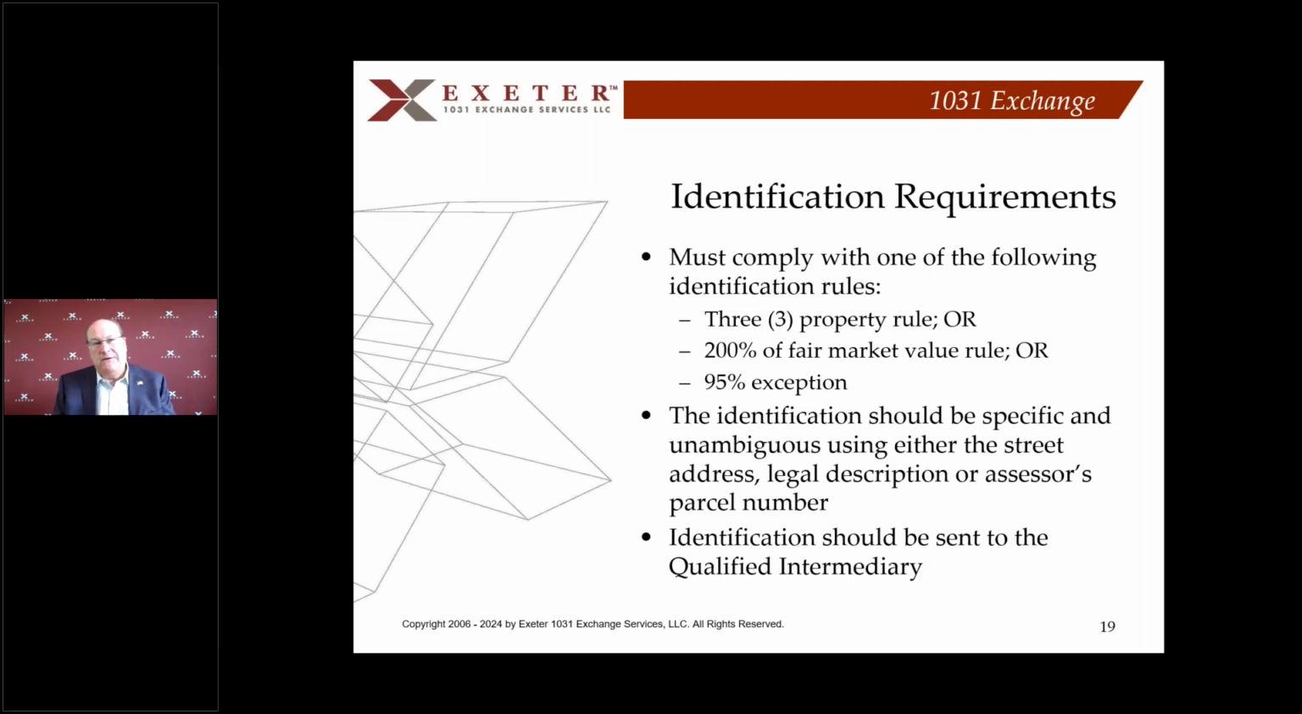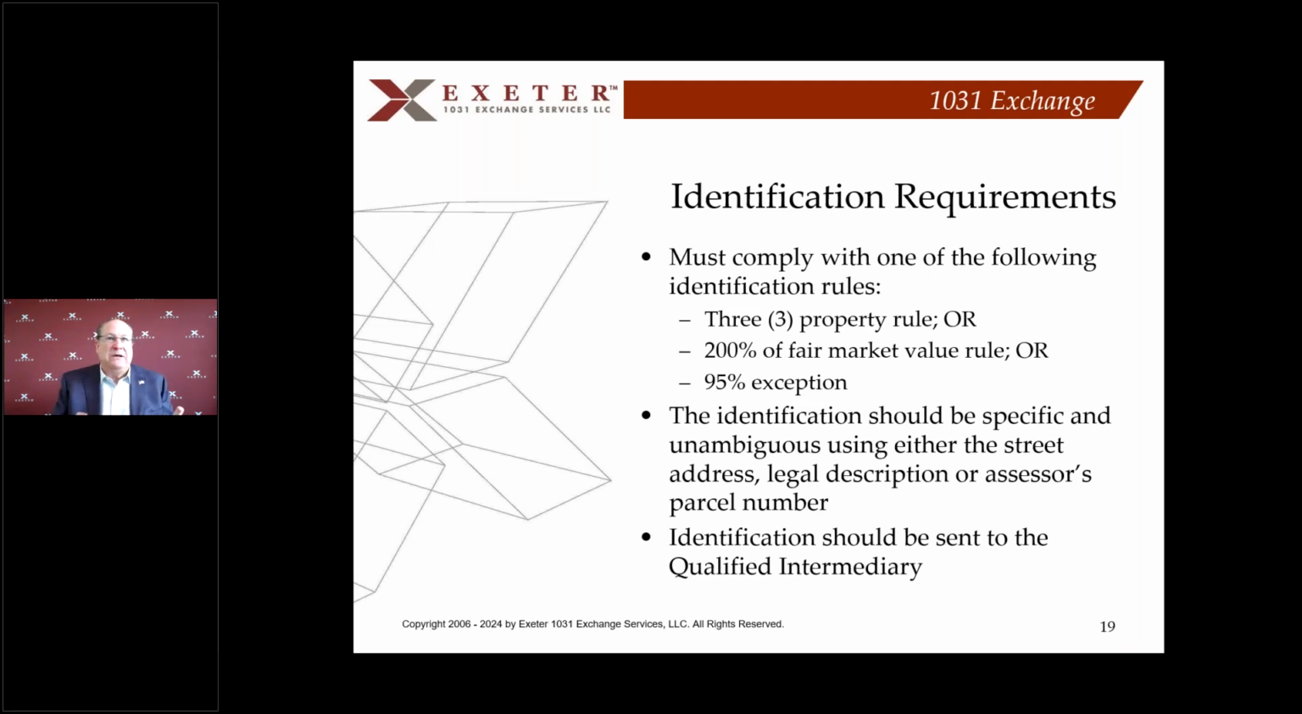When you're identifying in that 45-day window, you really have three rules to look at. Most people use the three property rules. So you identify property 1, 2, and 3. There is no limit on the value. You can only identify up to 3 properties. That's the limit, is on the number of properties. It doesn't matter what the value is. And you can acquire one of them, you can acquire all 3 of them. As long as you're trading equal or up in value, you're in good shape.